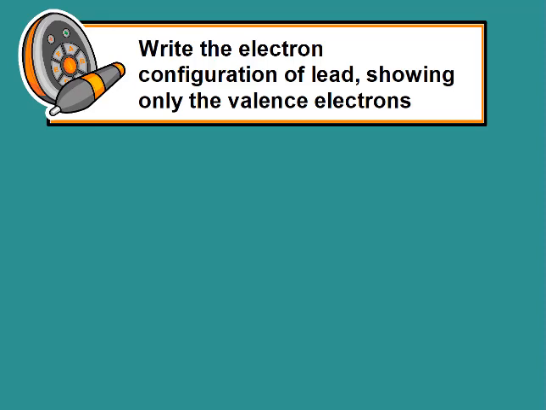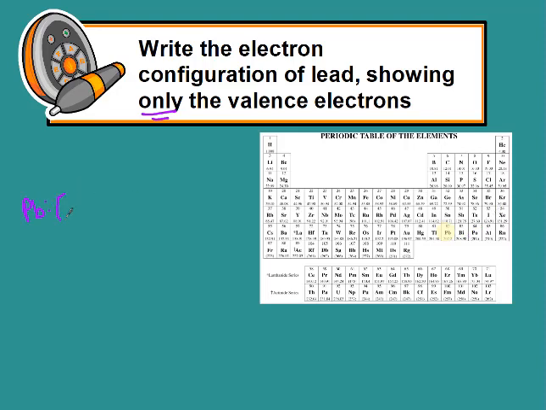In this problem, you're writing the electron configuration for lead, showing only the valence electrons, so only those outer electrons. Go ahead and pause the video and see how you do on this one. So for lead, you would have had xenon, 6s2, 4f14, 5d10, 6p2, which we saw earlier. But we only want the valence electrons, which would be our s and our p electrons. So 6s2, 6p2. That's the answer that we were looking for. We don't want the noble gas, and we don't want these inner electrons.